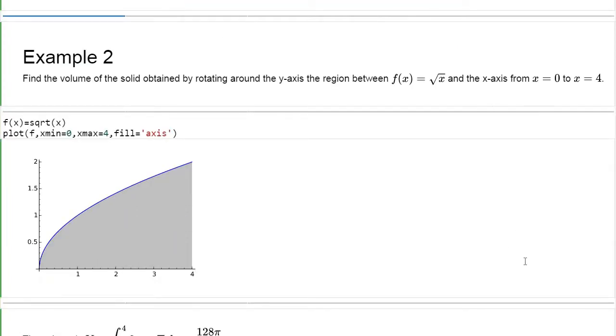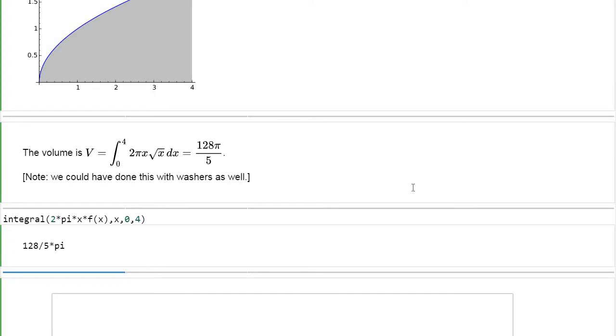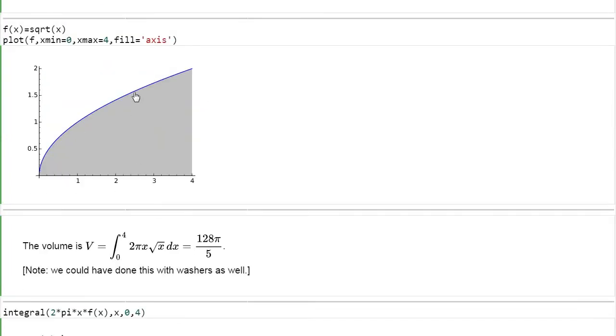Okay, here's another example. I'm going to look at the region under the square root of x, so that's my function. Here's my shaded region from x equals 0 to x equals 4. I'm going to rotate that around the y-axis again. So the volume is, I integrate in the x direction from 0 to 4. I have 2 pi times the radius of my shell. The radius is given by the x value because I'm rotating around the y-axis. So it's the distance from the axis of rotation to wherever I'm going to cut my shell. So that's x. The height of the shell is given by this function, square root of x.